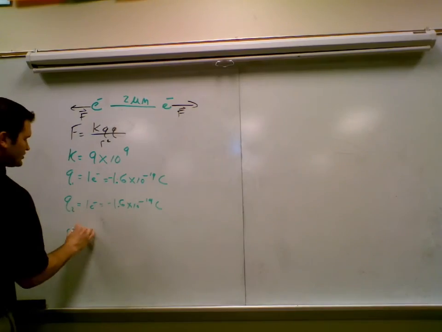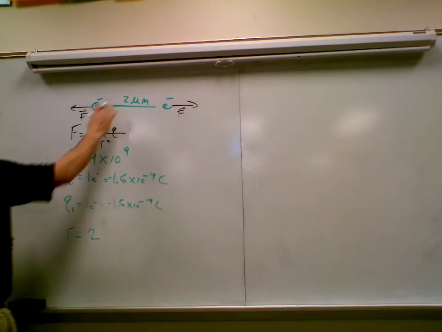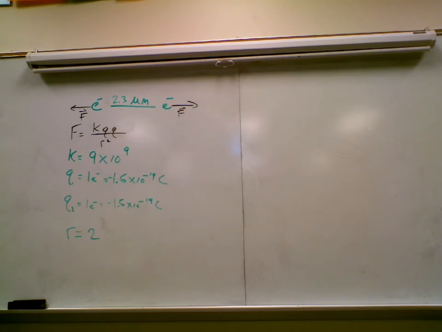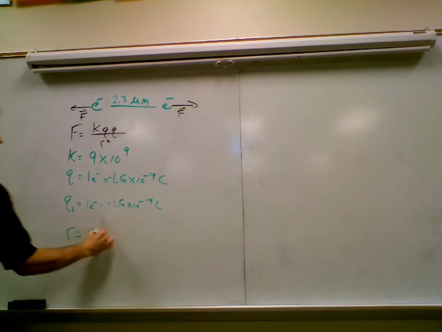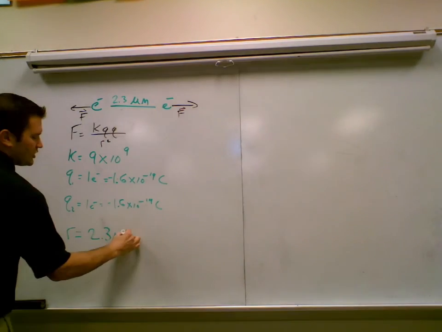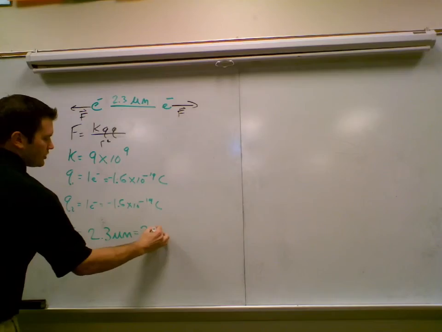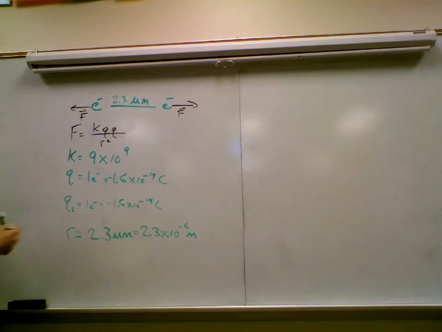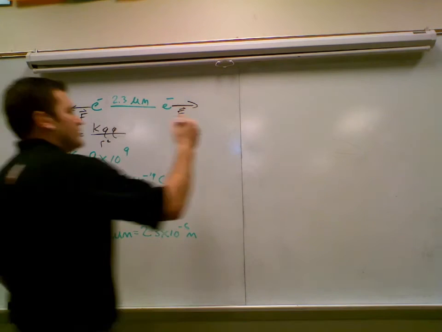And the radius is 2.3 times 10 to the negative 6. Good. 2.3 micrometers. We need to make sure we switch that into meters, and remember, micro means 10 to the negative 6. So that is our list of things. Does that make sense, guys? Okay, so now we can plug in what we know and get our force.